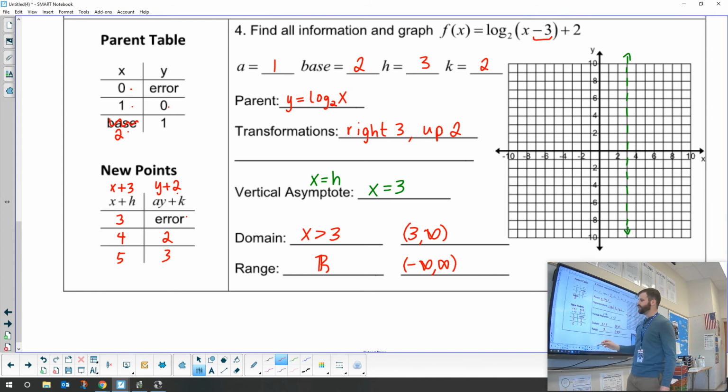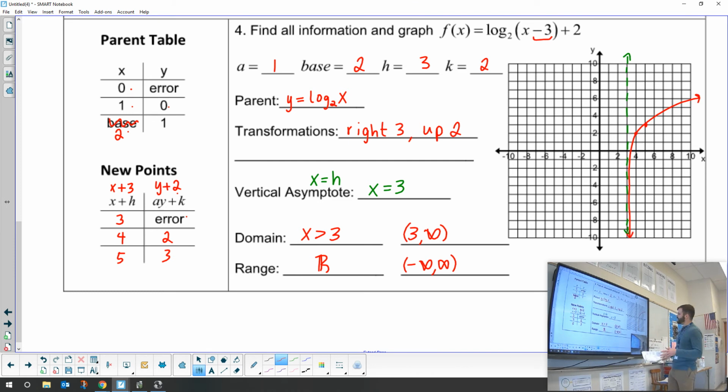So now I have some points. I have a point at 4, 2, and a point at 5, 3. So let's put those up here. We're going to go over 4, up 2, and over 5, up 3. And now we can see where my graph is going to go. It's going to go up through this, and then it's going to go out to the right.